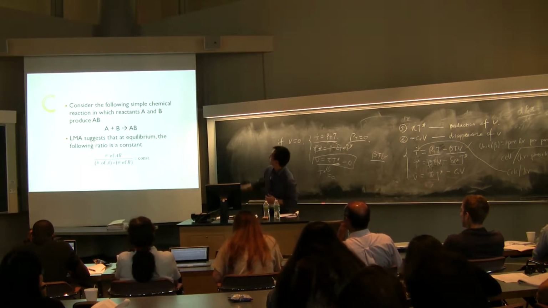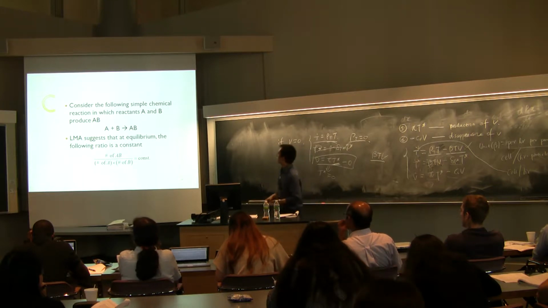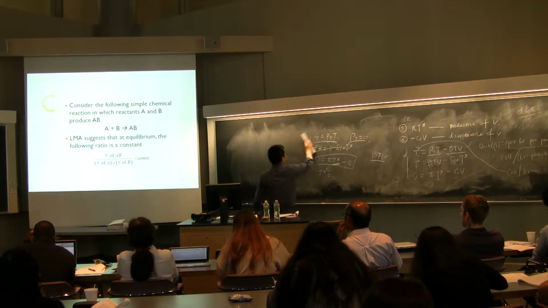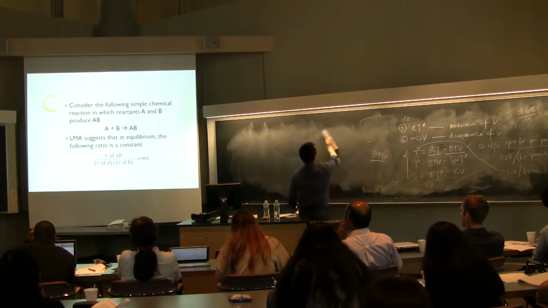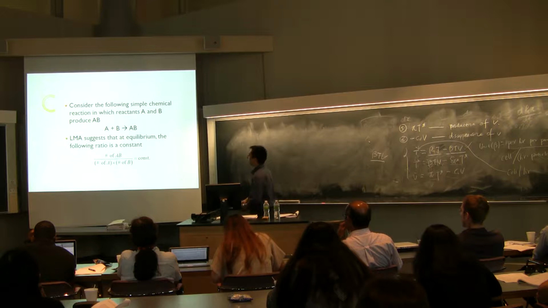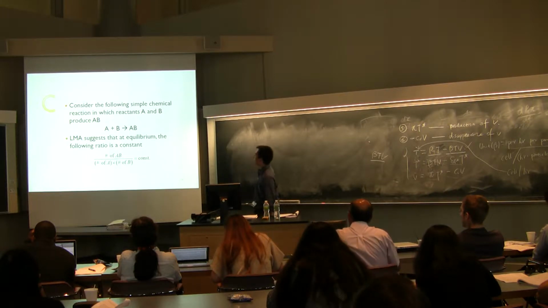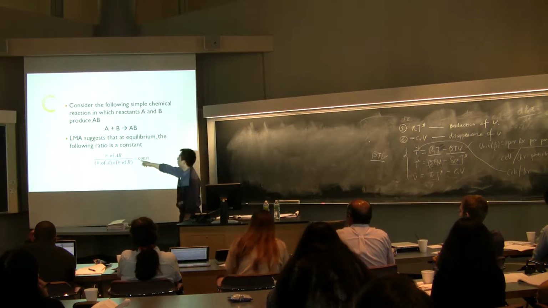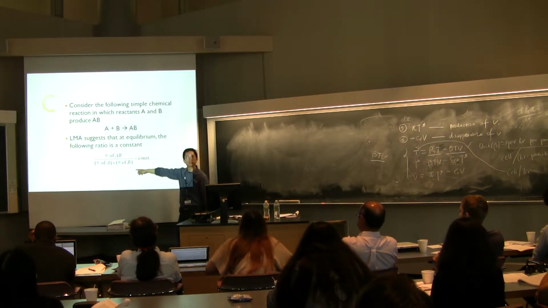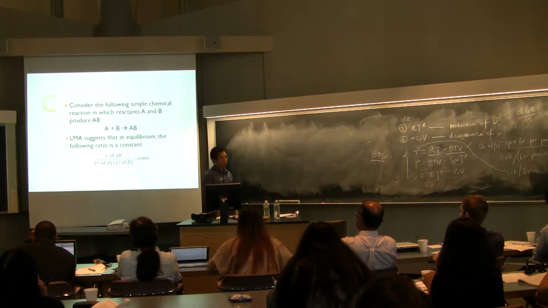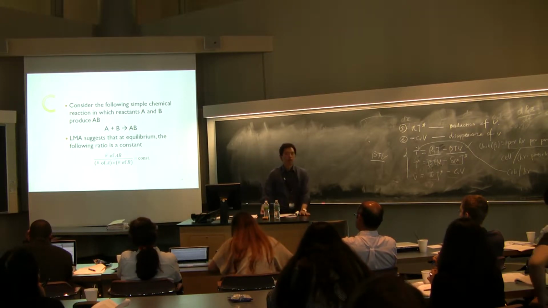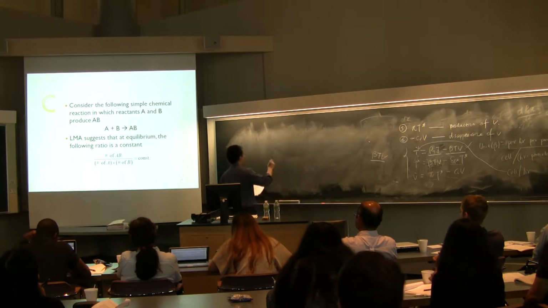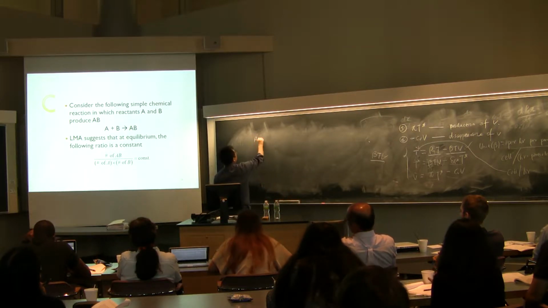If we look at this simple reaction, reactants A and B can produce AB. And the law of mass action suggests that at the equilibrium, the following rate is constant. That is, the number of AB divided by the product of A and B is constant. Because it's at equilibrium, right? That's one thing. But if we break this reaction down, you will see why.